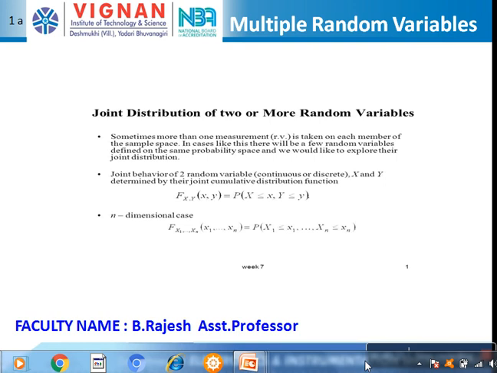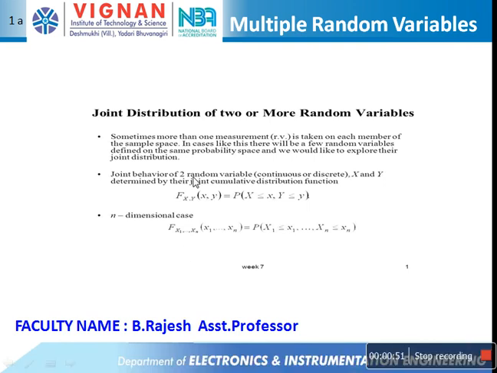intensity of light. So the joint behavior of two random variables, discrete or continuous, X and Y, may be defined as a joint cumulative distribution function F_XY(x, y) for the probability X less than or equal to x and Y less than or equal to y. So in an n-dimension case, the probability of that random variable varies from x1 to xn.